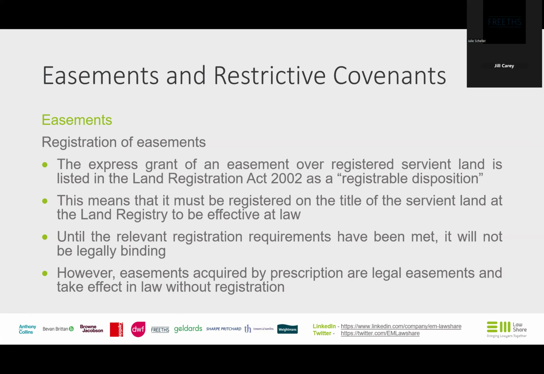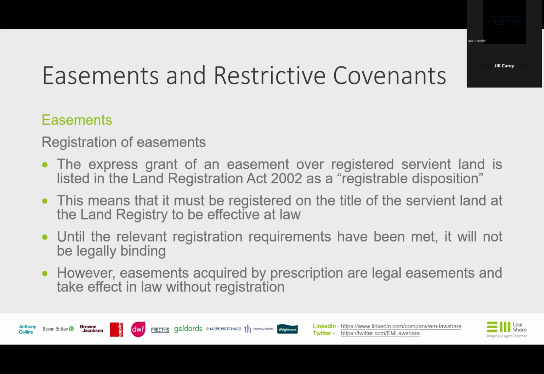If that does not happen, it will not be legally binding. It will only take effect in equity, which can make it harder to enforce. And in particular, if the servient land is then sold, unless the bona fide purchaser for value is specifically on notice of it, then it won't bind a future purchaser. So if you think you've agreed a vital easement for your property, but you do not register it, and then your neighbour sells their land, then you will lose it. So it's important that the benefits are registered as they should be.